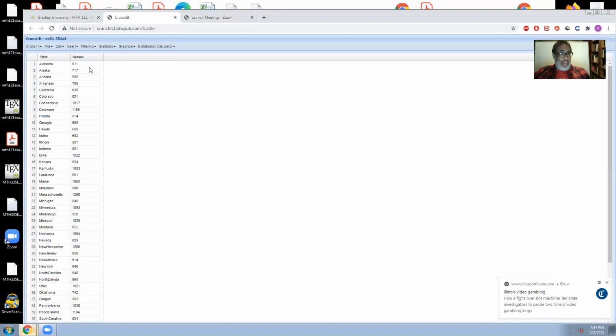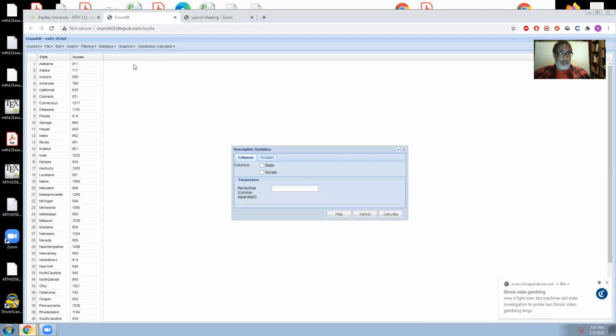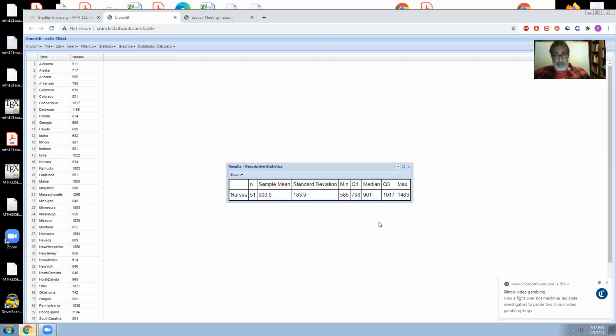So the way you do that, the very first thing you need to do is you need to figure out what the quartiles are. So let's go to statistics and let's go to descriptive statistics. We want to look at the number of nurses and let's calculate. And the first thing you realize is that when it comes to the number of nurses, the first quartile is 798, the median's 901, and the third quartile is 1017.